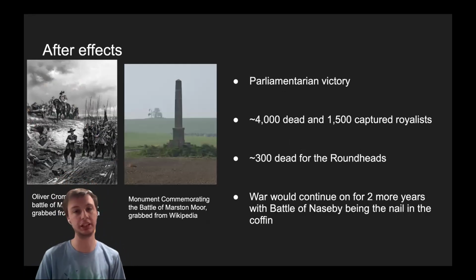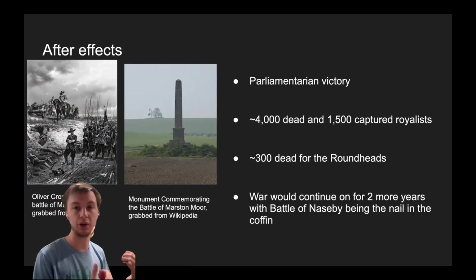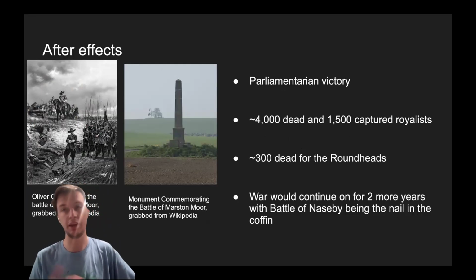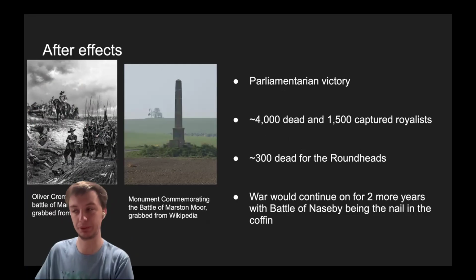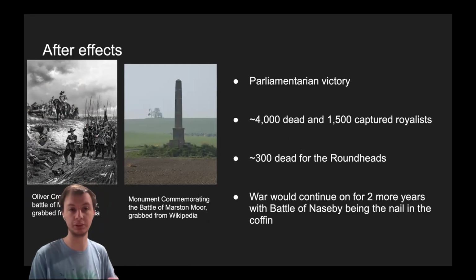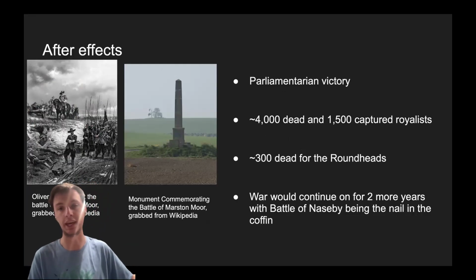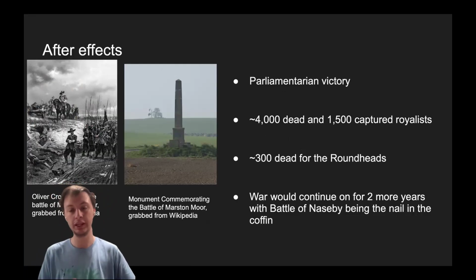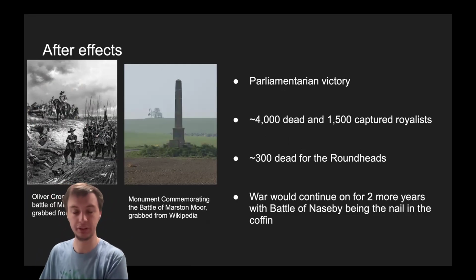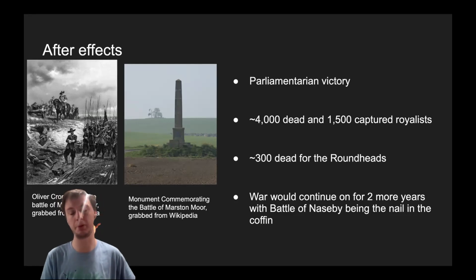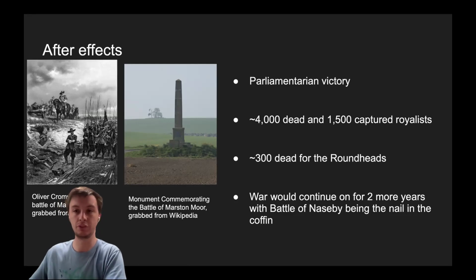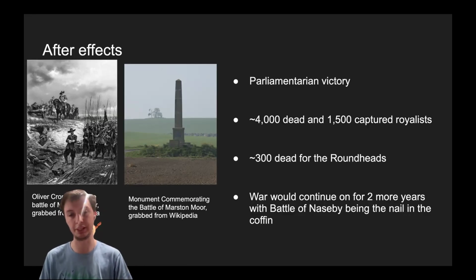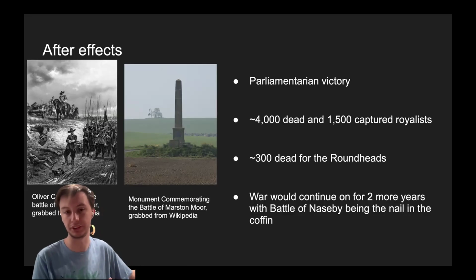And now the after effects. This battle was a parliamentarian victory, and the royalists would suffer around 4,000 dead and 1,500 captured, as well as, I think some accounts say, most if not all of the guns they had at the battle were captured by the Roundheads. And the Roundheads, slash parliamentarians, would only have 300 dead, showcasing that for every one dead parliamentarian, there were 14 dead royalists, showcasing how their tactics and discipline were so much superior to those of the royalists.